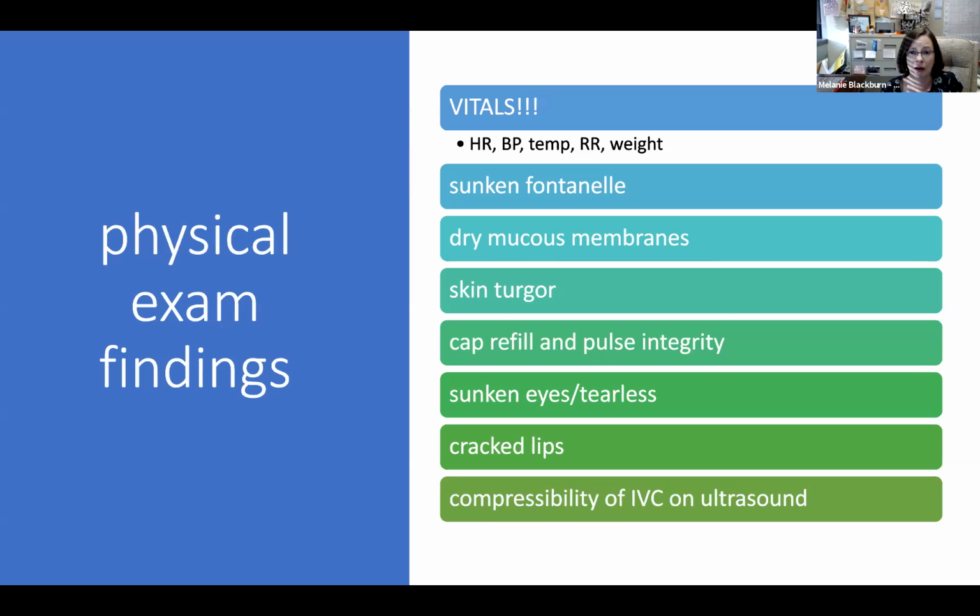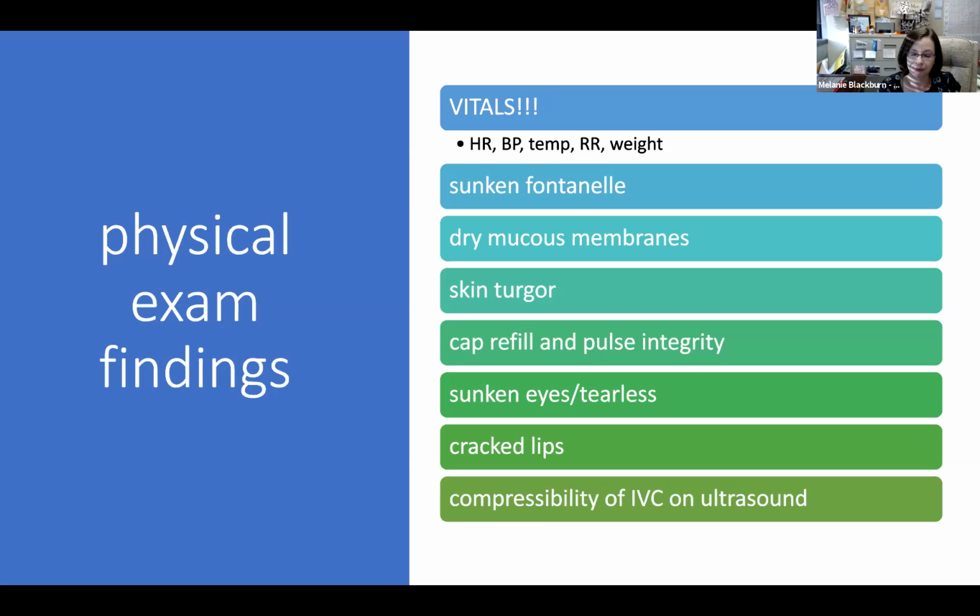Blood pressure is often going to be the last sign you see. So remember that our patients are very resilient and can hold on to that blood pressure until they meet that cliff that they can fall over. So if you're seeing low blood pressure, then your patient is well beyond moderate dehydration, in the severe range, and is in shock.